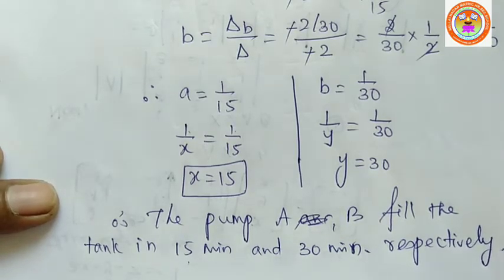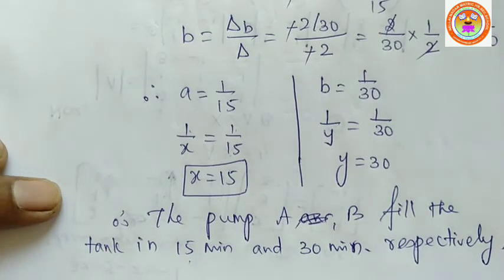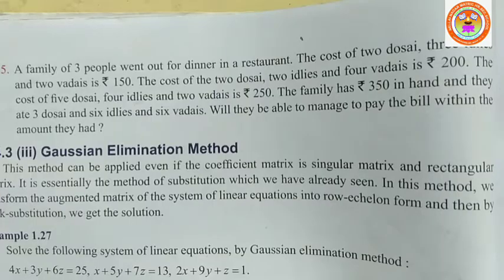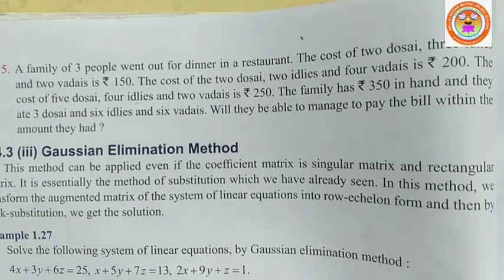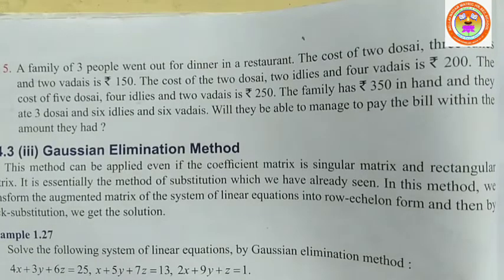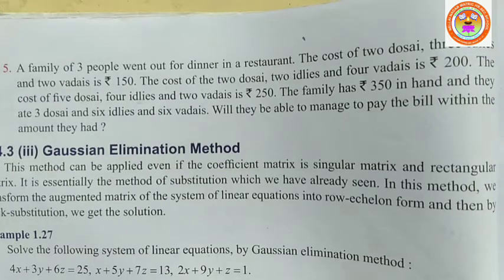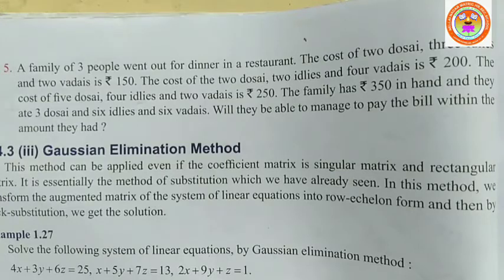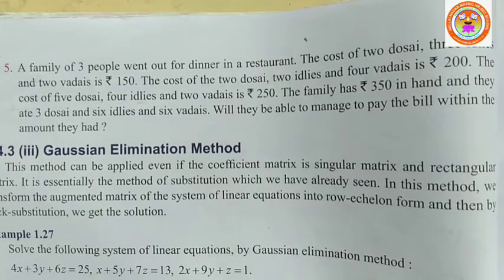Okay. Now we can move on to the next question. Question number 5. Okay, see the 5th question. A family of 3 people went out for dinner in a restaurant. The cost of 2 dosai, 3 idlis and 2 vadais is rupees 150.